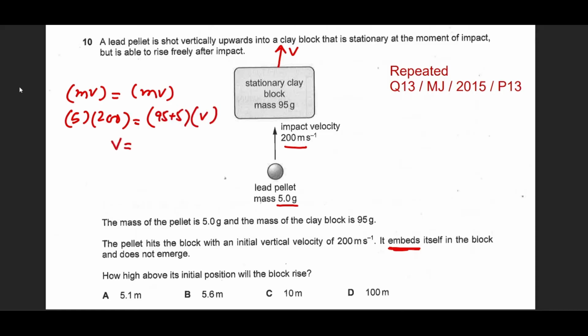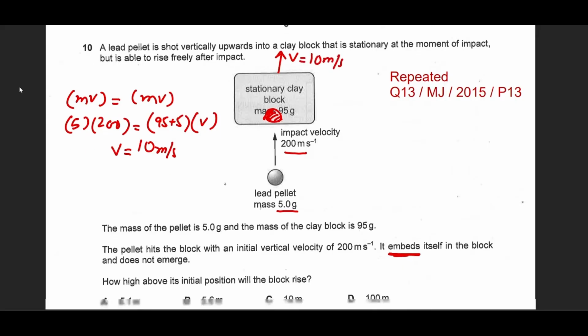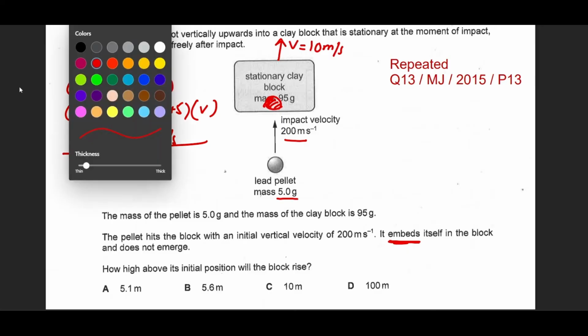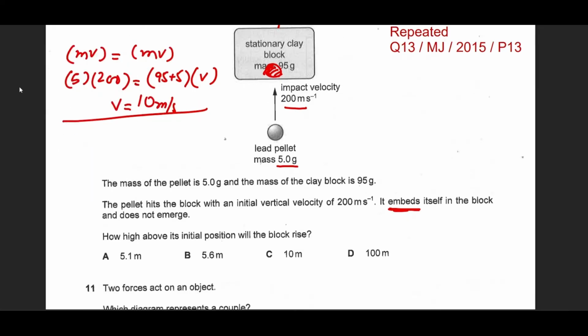So this V comes out as 10 meters per second, which means that after the impact, after the bullet embeds itself into the mass, the initial speed of the block going upwards will be 10 meters per second. Now, how high is this object going to go? Once this system starts moving, it is under the influence of gravity, so we can use the equation V squared equals U squared plus 2AS.